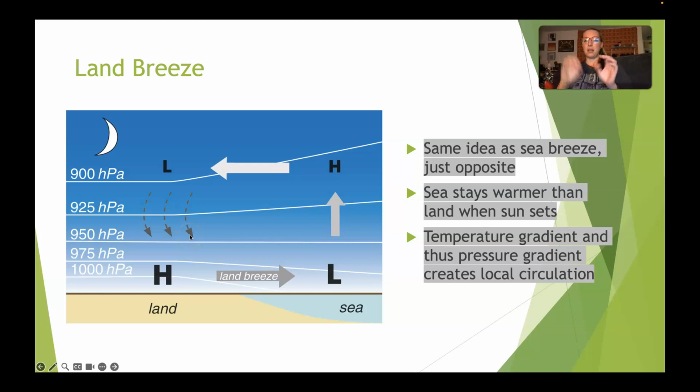Again, this is actually a really good point. Local circulation. This isn't a huge thing that's happening along the entire coastline all the time. This is a very local, very small scale circulation, just considering the pressure gradient force. Of course, in the real world, there's other factors at play, but this is just trying to do its best at emulating this idea of just the pressure gradient force.